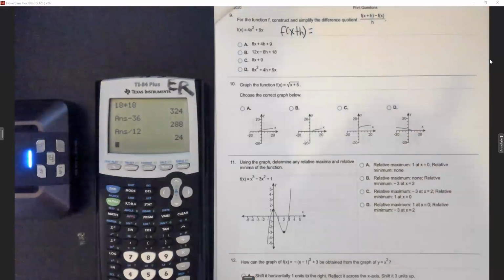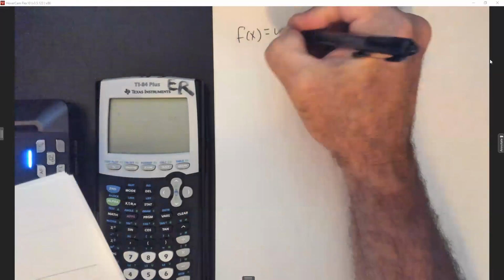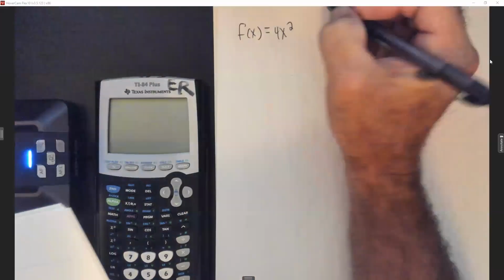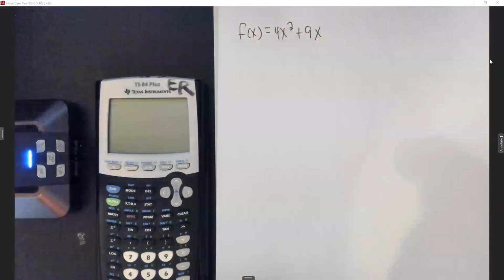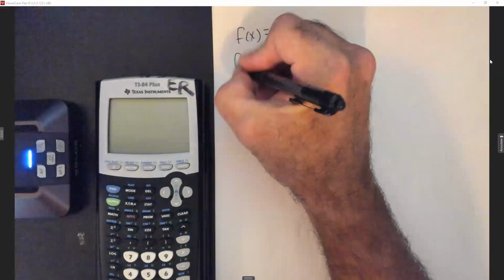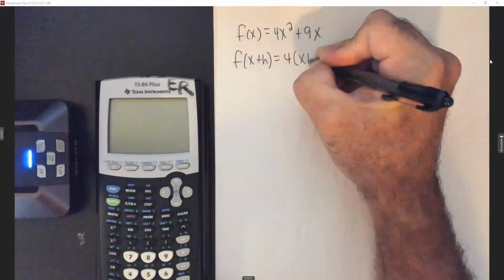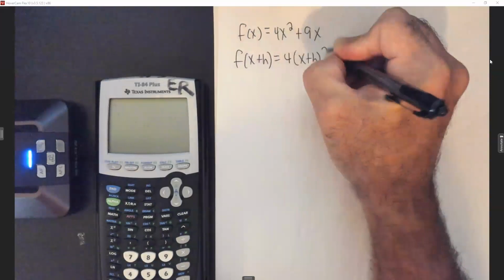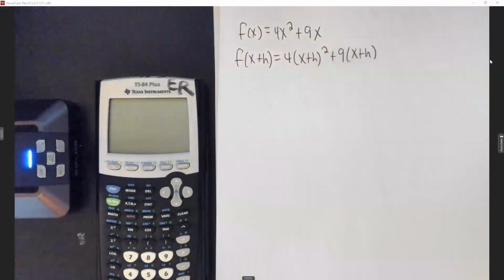So y'all, I'm going to work this on this other page here because it's going to be a little longer. So f of x they gave me was 4x squared plus 9x. So I'm finding f of x plus h, which means where they got an x, we're going to put an x plus h. So that's how you find f of x plus h, by putting those x plus h's in for those x's they got.